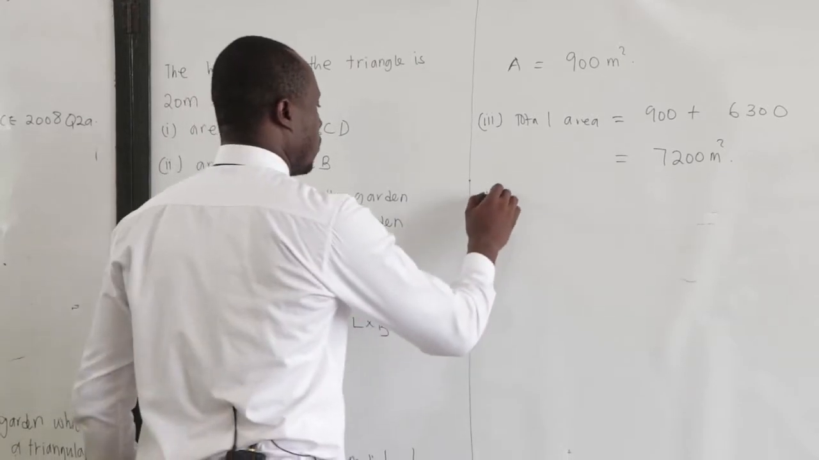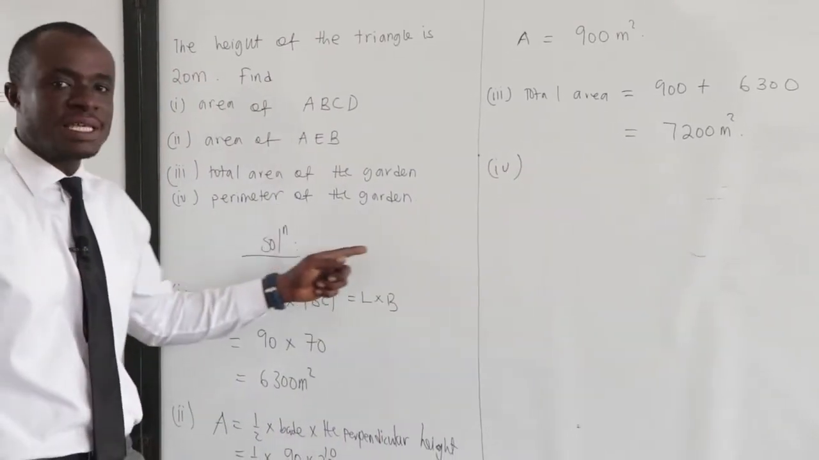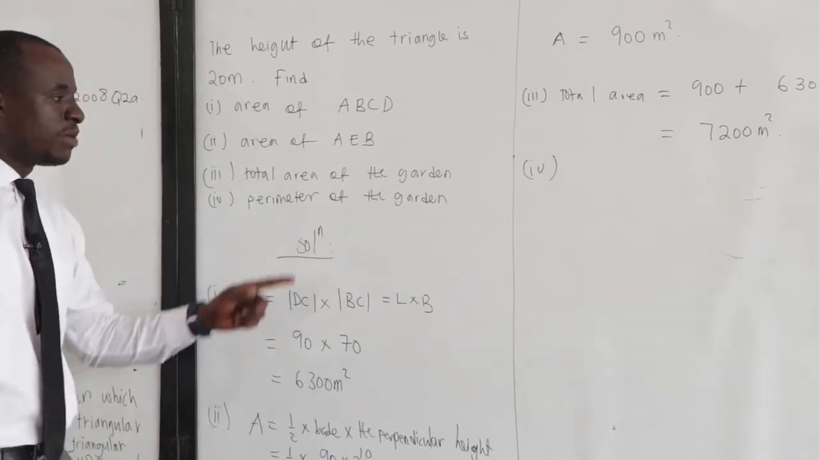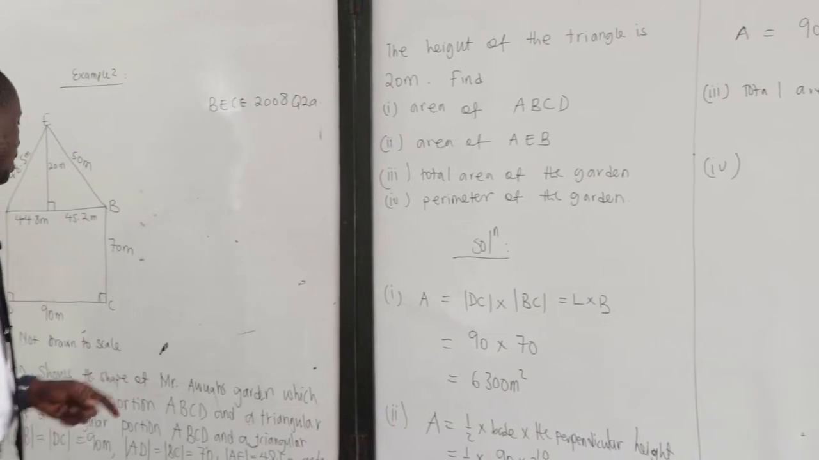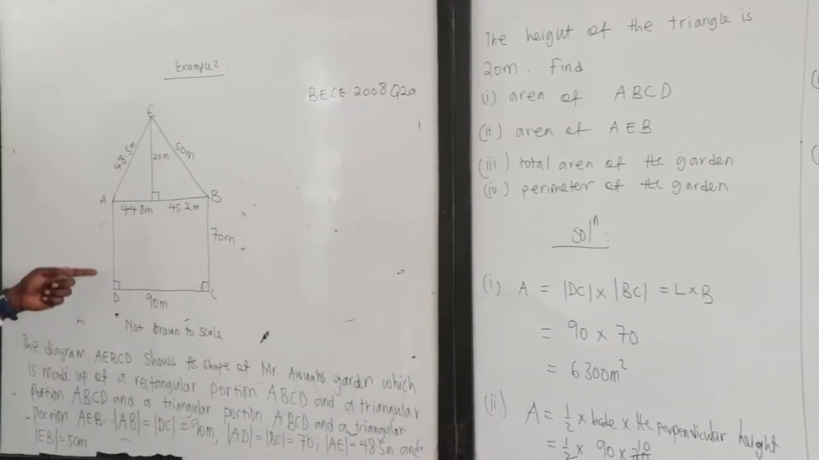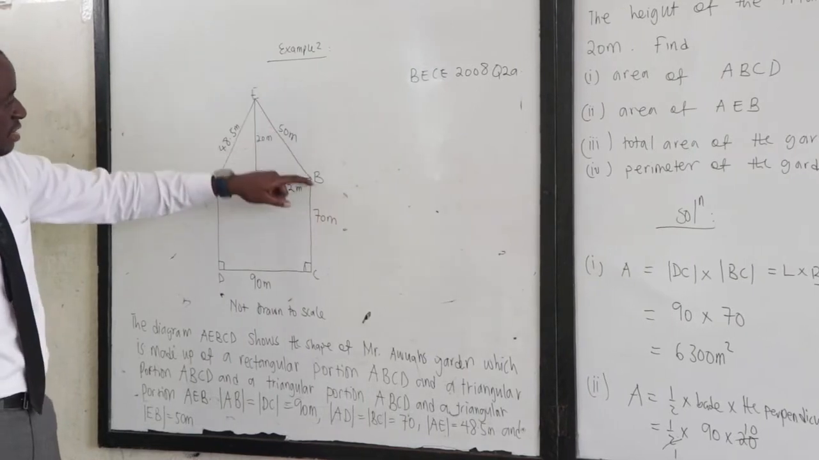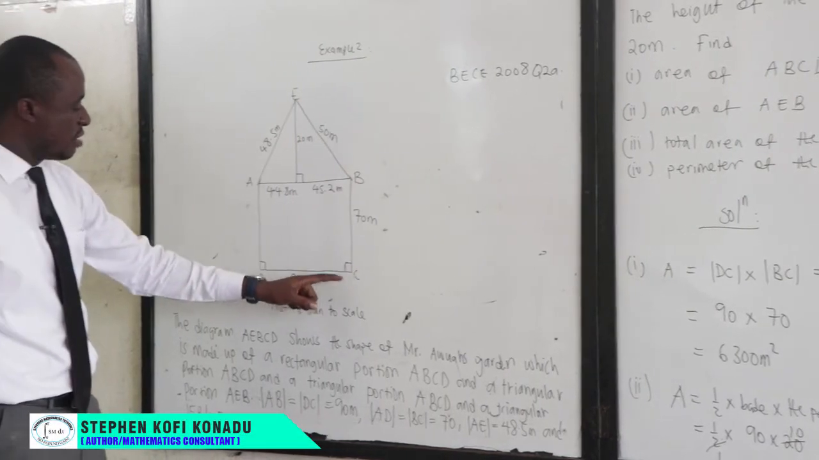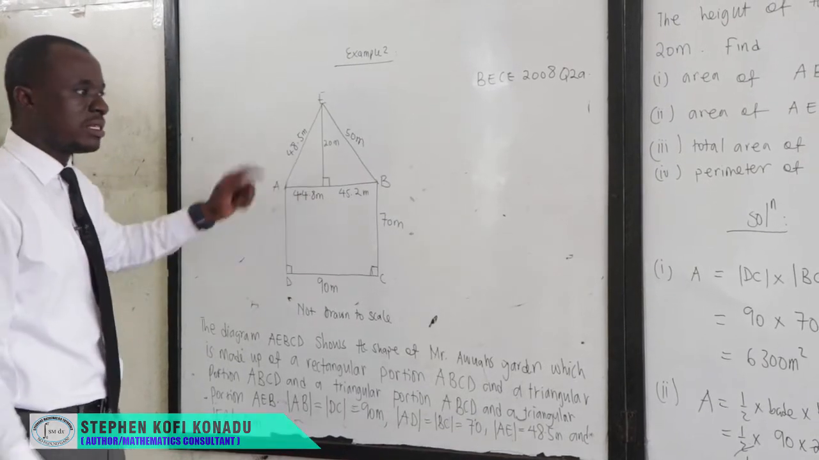Now, what is the fourth question? The fourth question says we should find the perimeter of the garden. Now, what is perimeter? Perimeter is the total distance around a figure. Now, let's see the figure. The perimeter is going to be AE plus EB plus BC plus CD plus DA. That's the total distance around it.